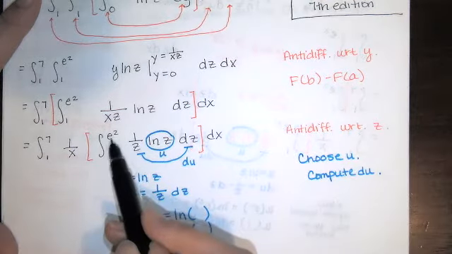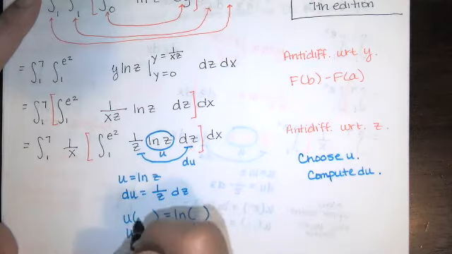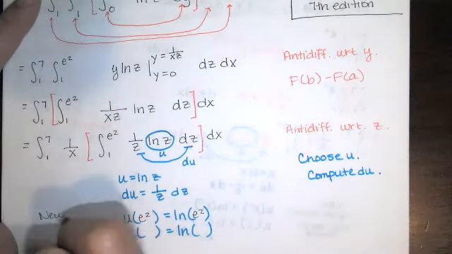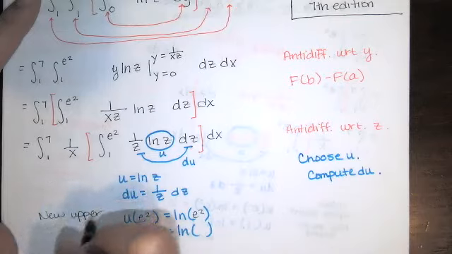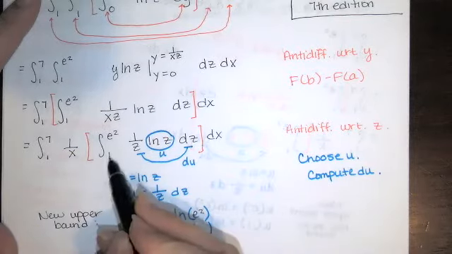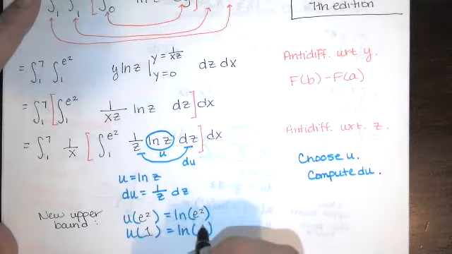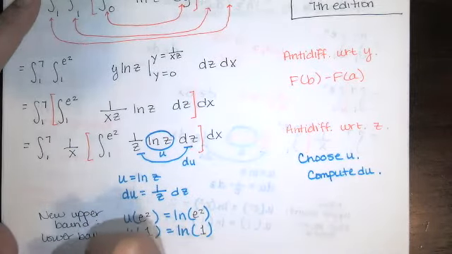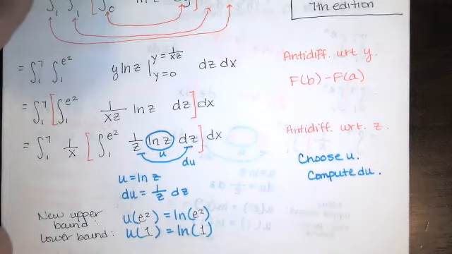You take the old upper bound, e squared, and you substitute, and that gives you the new upper bound. You take the old lower bound, 1, and you substitute that to get the new lower bound.